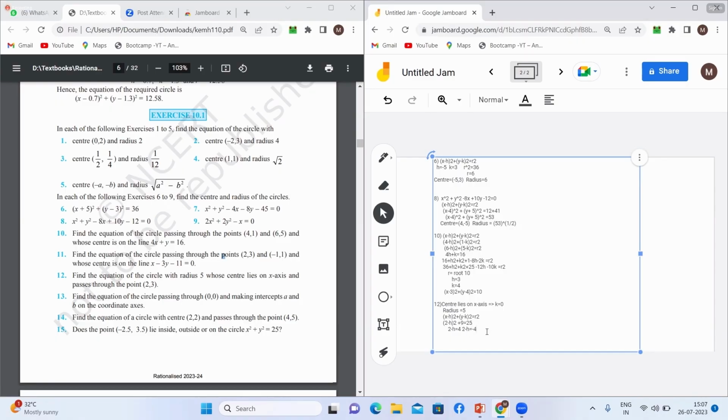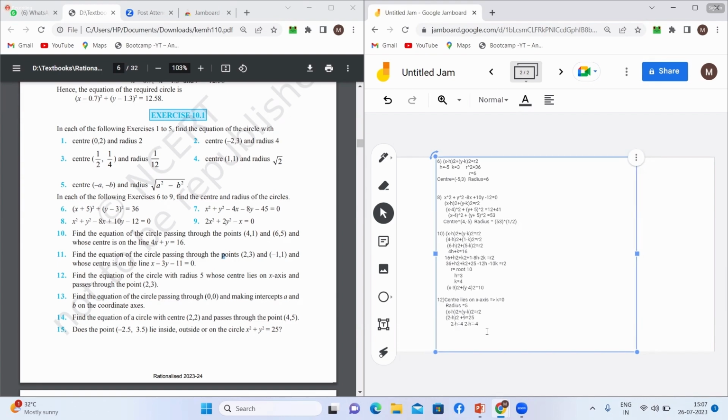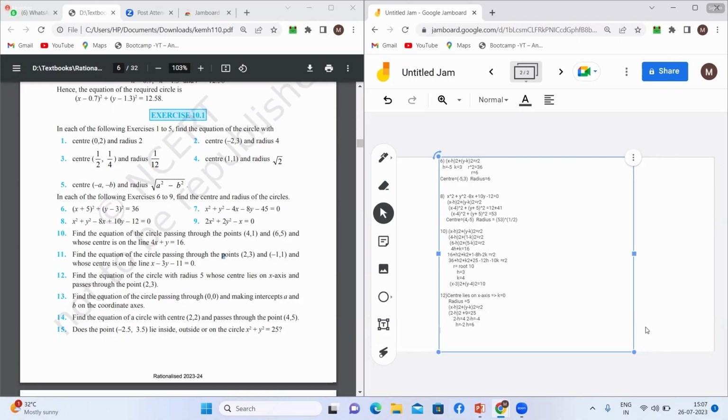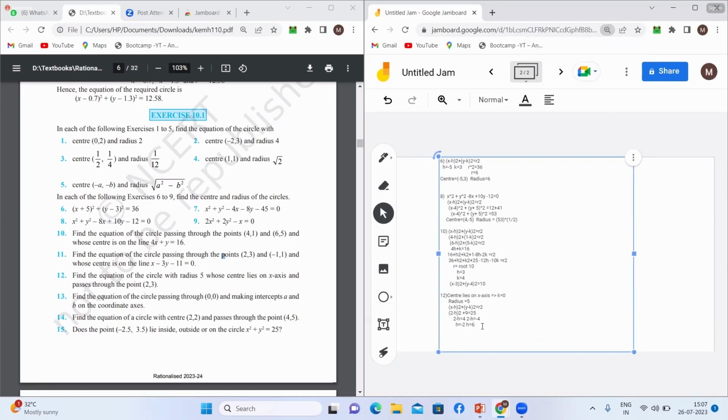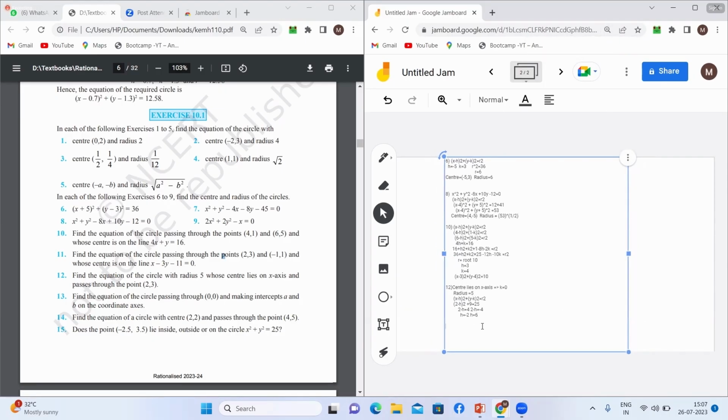So from here, what I will get: h equal to 2 minus 4, which is nothing but minus 2, and h equal to 2 plus 4, which is 6. So I will get the value of h as minus 2 and 6. So from here, we can easily see that we are getting two equations of circle. What we are getting, two equations of circle. Let me write it down for you.